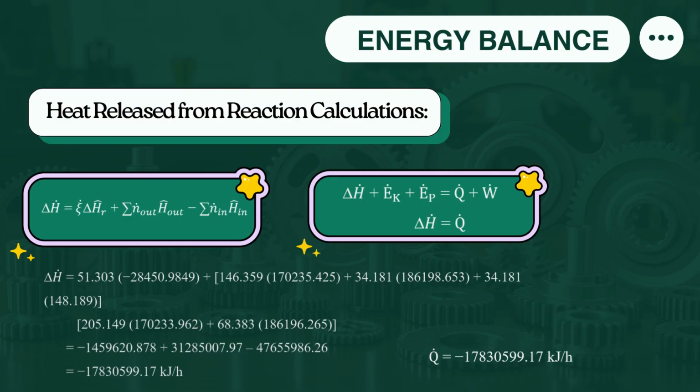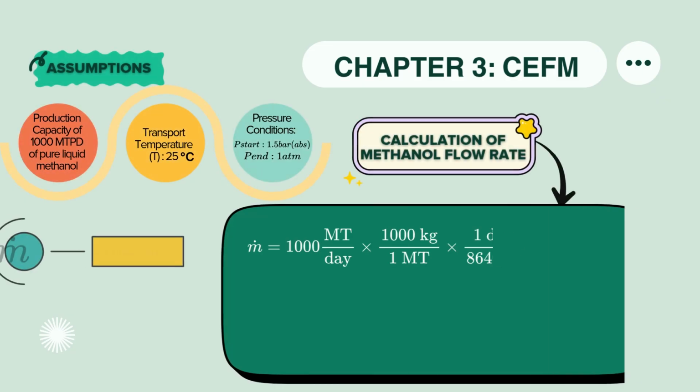By following the equation, the rate of enthalpy change plus the rate of kinetic energy plus the rate of potential energy equals the rate of quantity of heat plus the rate of work. I can derive the formula: the rate of enthalpy change equals the rate of quantity of heat. Hence, I can equate these two to get the quantity of heat released from the reaction, which is also negative 17,830,599.17 kilojoules per hour.